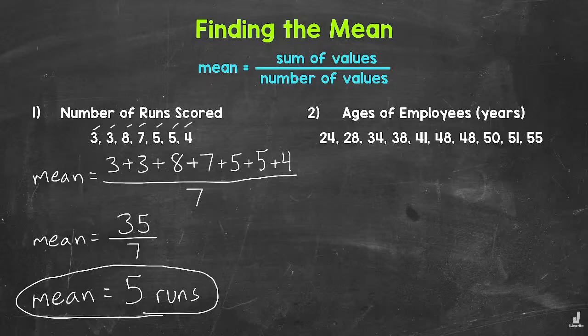In other words, that's the average number of runs. So the mean, the average, is 5 runs. Let's move on to number 2, where we have the ages of employees at a business.